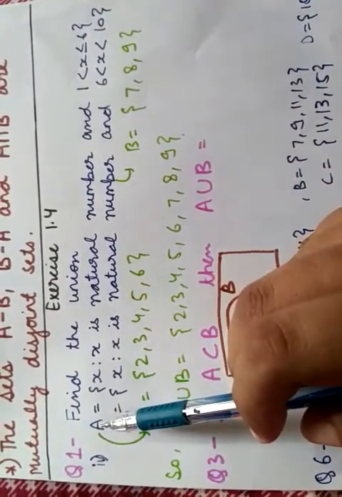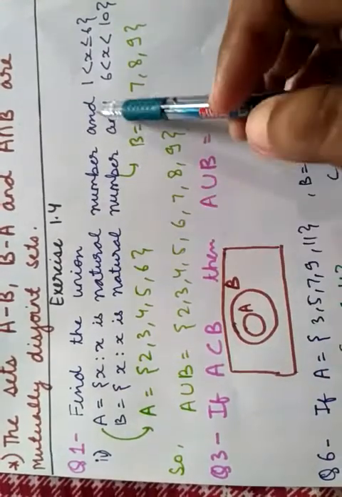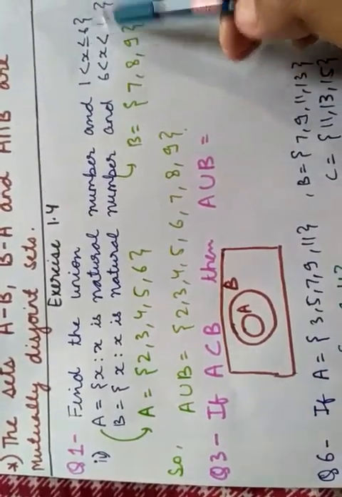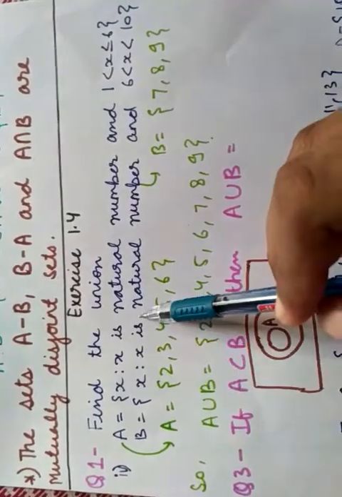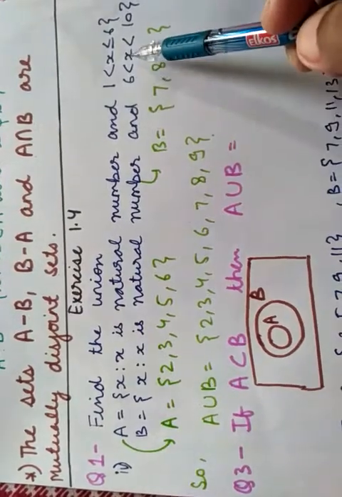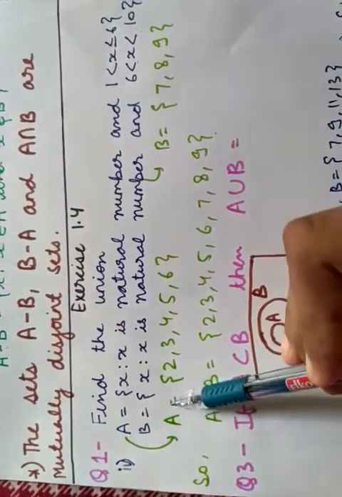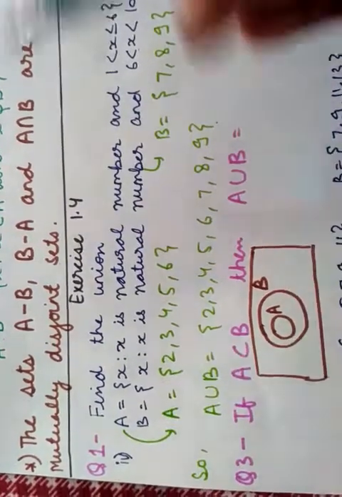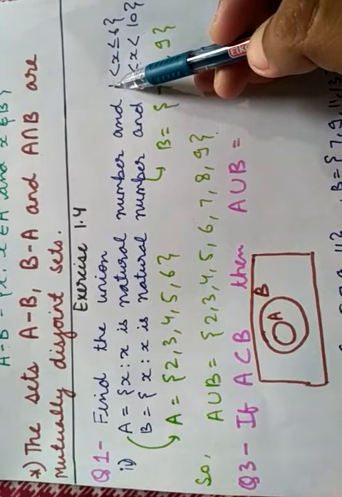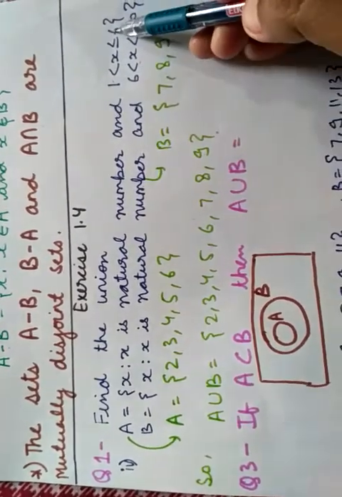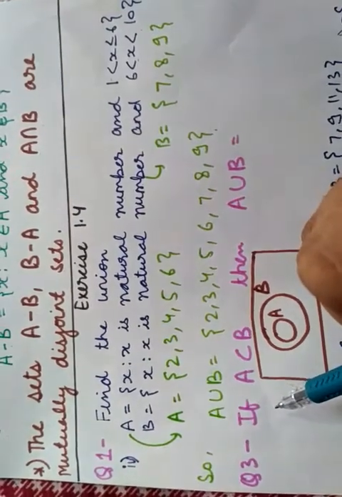The fourth part is: A equals x such that x is a natural number and 1 is less than x less than or equal to 6, and a set B is given such that x is a natural number and 6 is less than x less than 10. Now, when we write set A in the roster form, 1 is not included here. So the natural number greater than 1 is 2, and 6 is included. So A equals 2, 3, 4, 5 and 6.